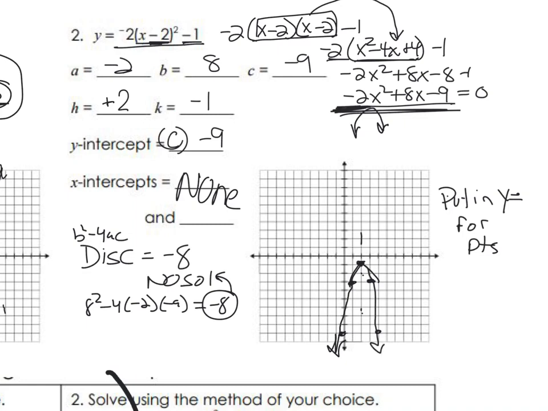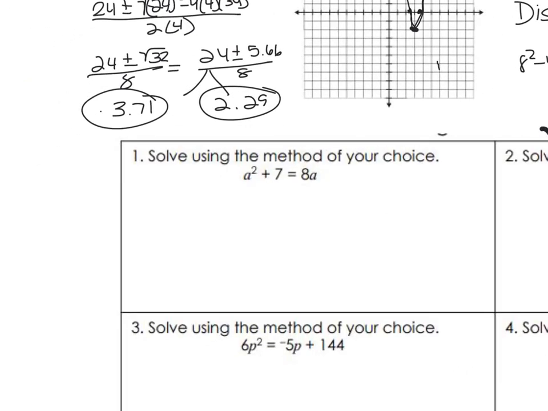Okay, so when you're taking this test, I need at least 3 points on this graph. Even if there's no solution, no x-intercepts, put it in your calculator and look for some other points. Okay? All right.